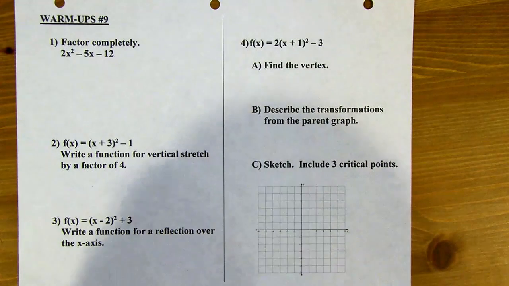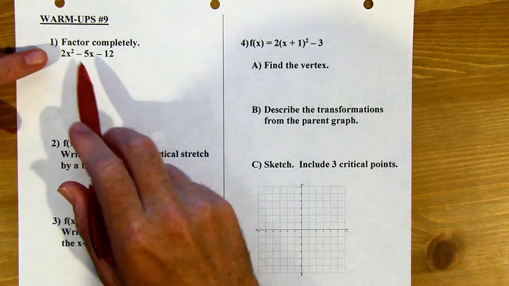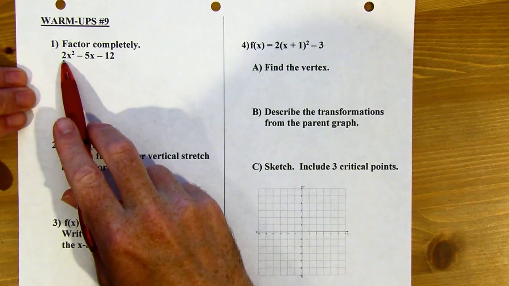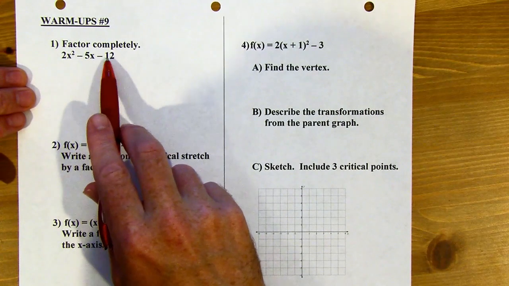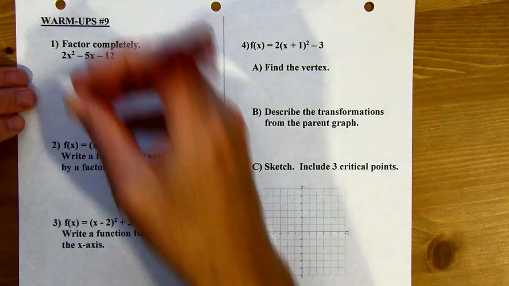Okay, here's warm-up number 9. We're going to factor this completely, so I'm breaking it apart into a multiplication problem. And I'm looking for a common factor, but 2 doesn't go into 5 or 12. There's nothing that goes into all three of those terms. Okay, so I'm going to factor this with a diamond problem.